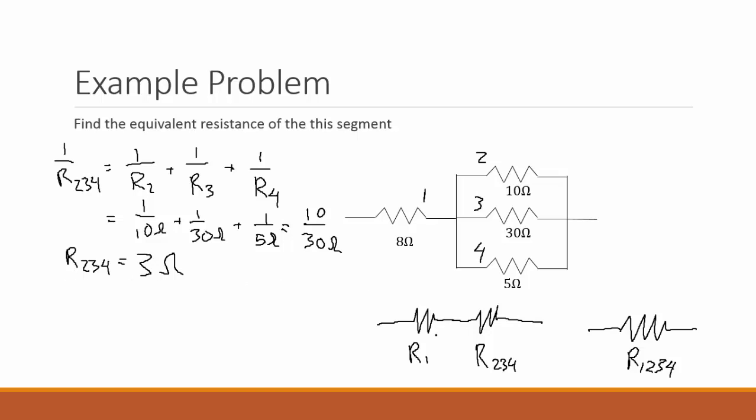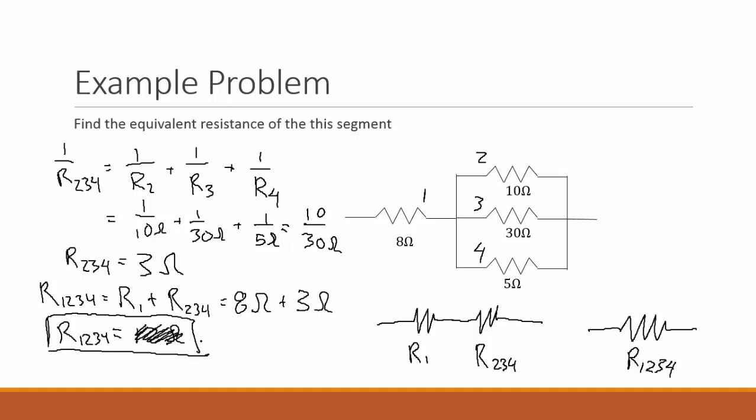Now what I need to do is add these 2 resistors together, and the equivalent resistance 1, 2, 3, 4, since these are in series, I'll use the series formula, where I now just add the 2 resistances together, and so I have 8 ohms plus 3 ohms, and overall I get 11 ohms.